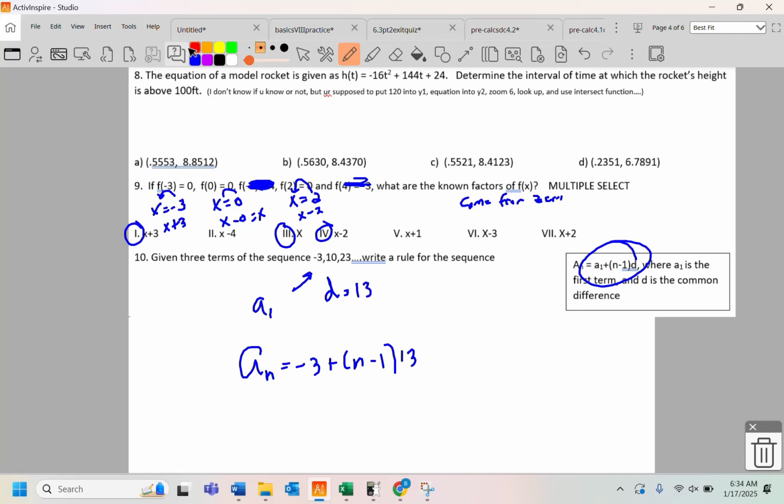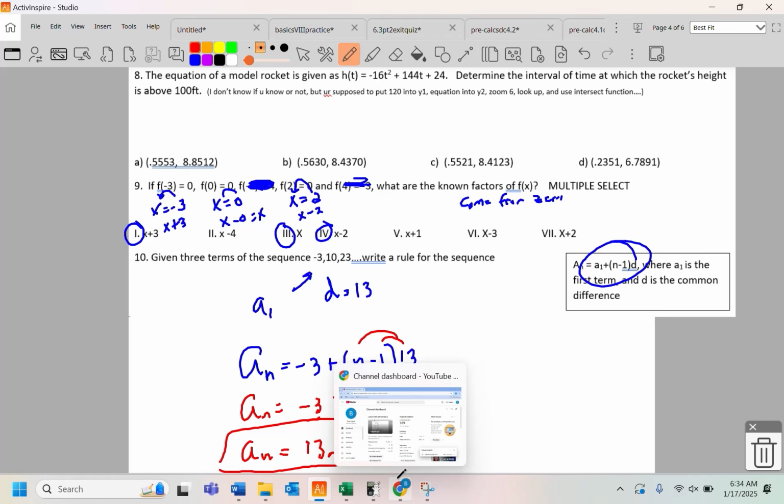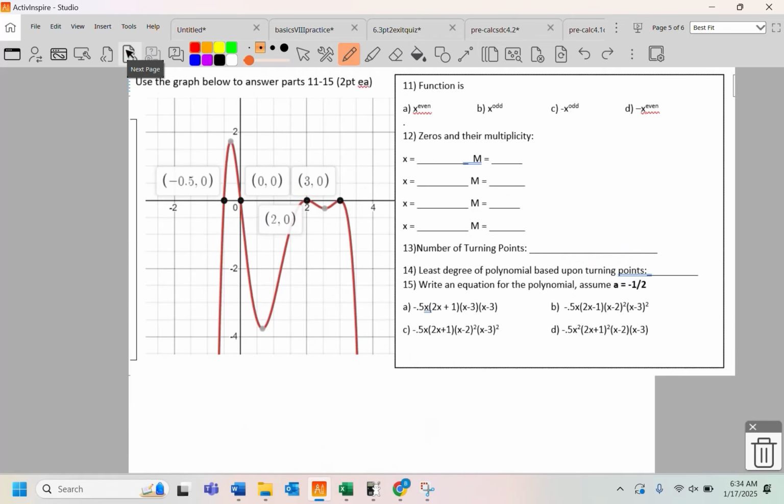And then you hit this thing with the distributive property. You'll get 13n minus 13, carrying down the -3 you already had. And then you're going to combine like terms. There's 13n, and -3 minus 13 is -16. This is the nth term. This is not rocket science. It's arithmetic sequences. This page was a complete disaster.